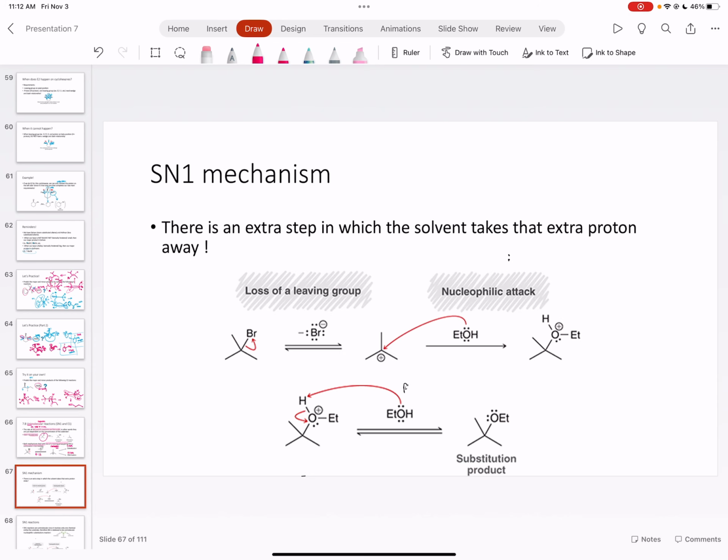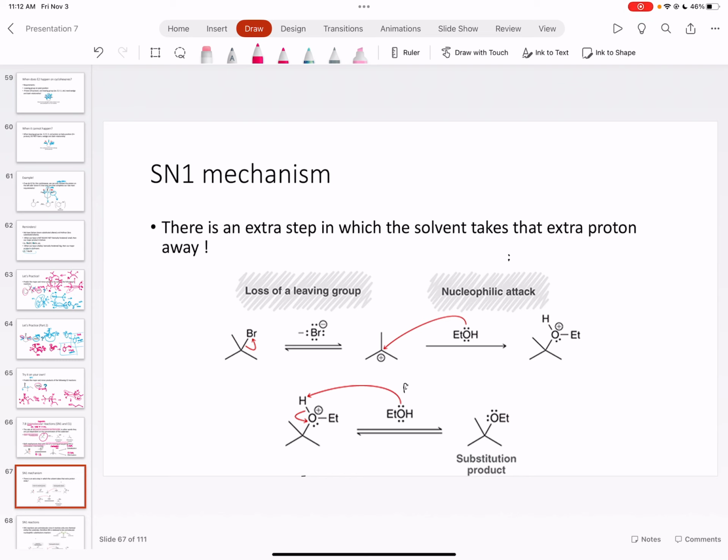So we can get started with the SN1 mechanism. For the SN1 mechanism, there's an extra step technically, but it's kind of like a hidden step. It's still like a two-step, but we add an extra step just to make it more stable. It's kind of like an add-on per se.